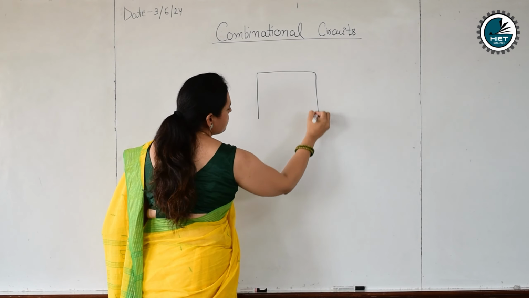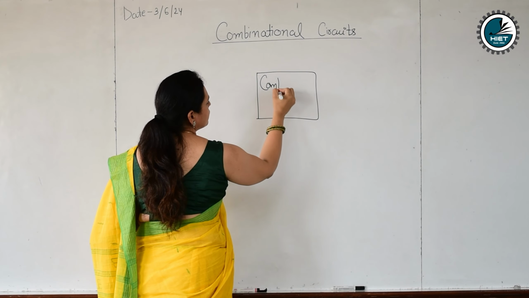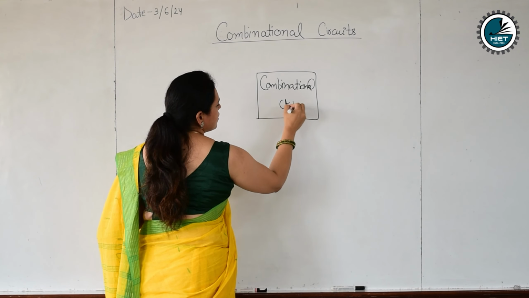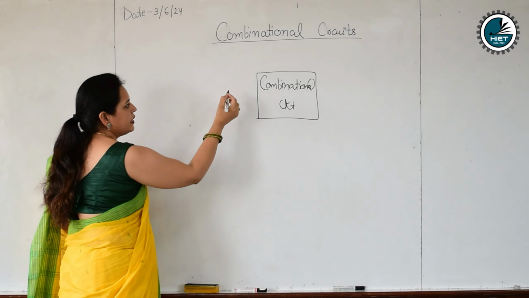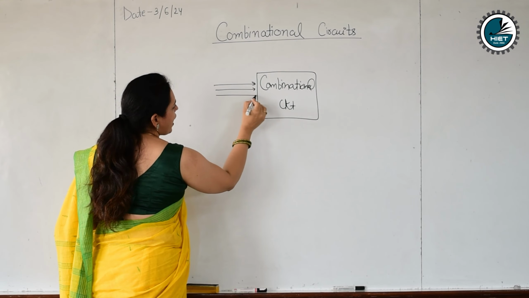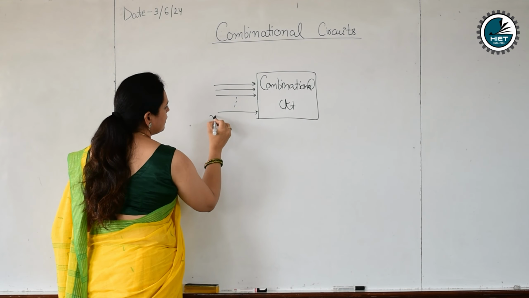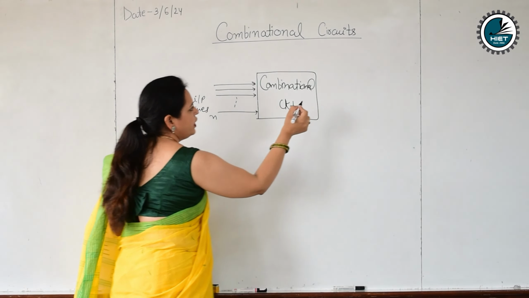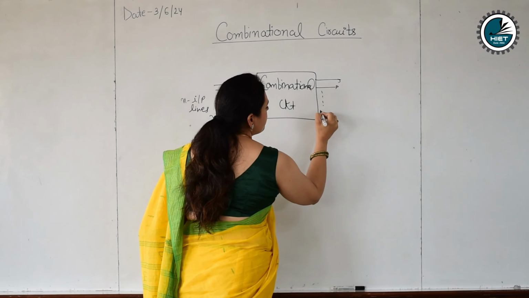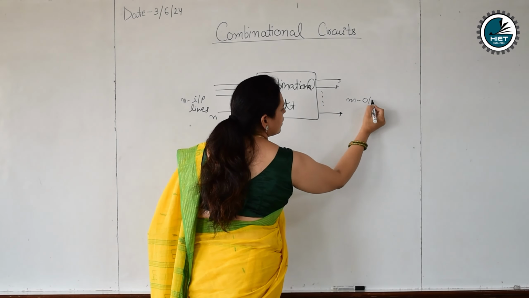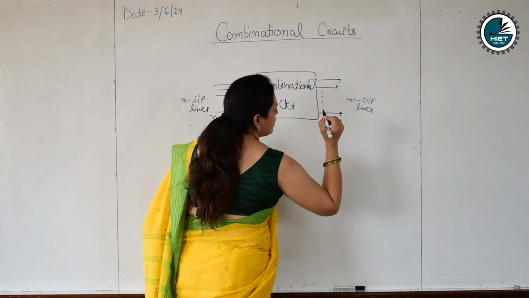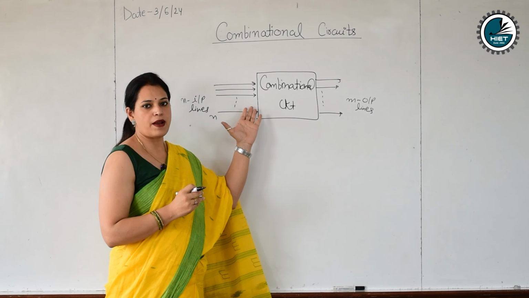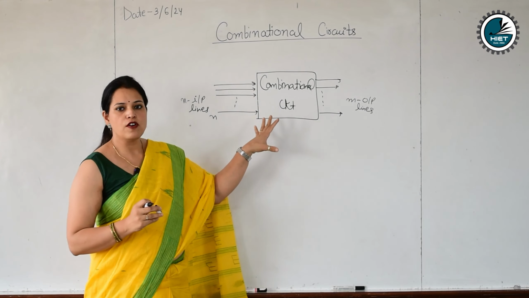Suppose that this is the block diagram. This is the block diagram of a combinational circuit. In this, we have n inputs and we get m output lines. It means the output is directly dependent upon the present input, which we have applied in this. So this is the block diagram of a combinational circuit.